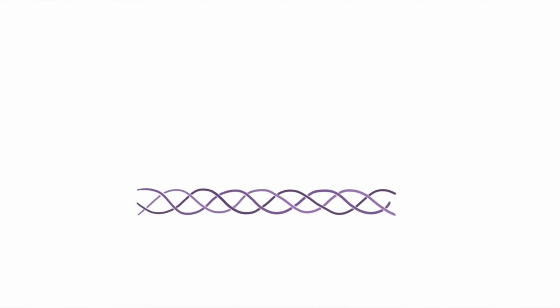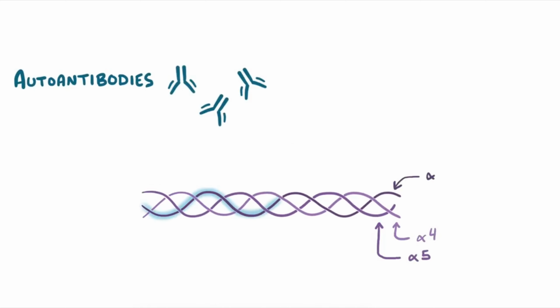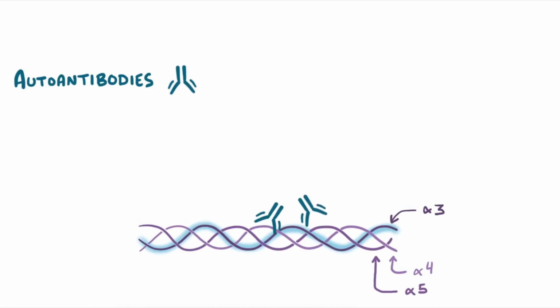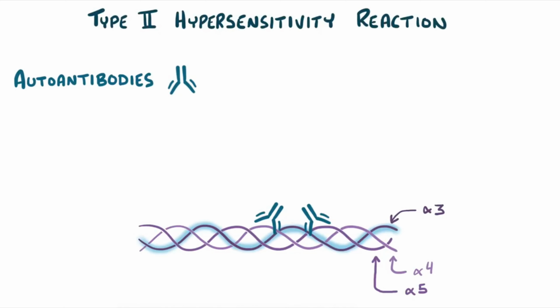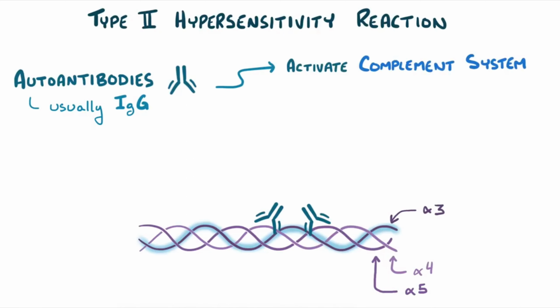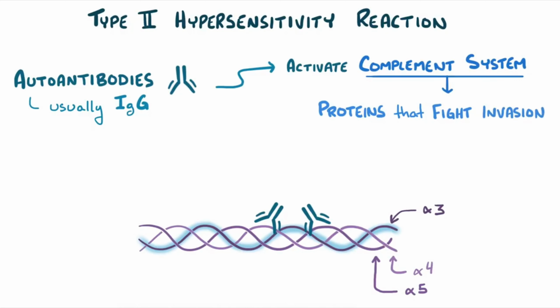In Goodpasture syndrome, autoantibodies bind to a specific part of the alpha 3 chain that's usually hidden deep within the folded chains. This is an example of a type 2 hypersensitivity reaction, because once these autoantibodies, usually IgG but rarely IgM or IgA, bind to the alpha 3 chain, they activate the complement system. Now, the complement system is a series of small proteins present in the blood that act like an enzymatic cascade to fight off bacterial and other pathogenic invasions.